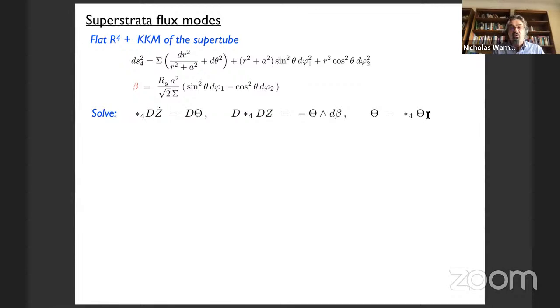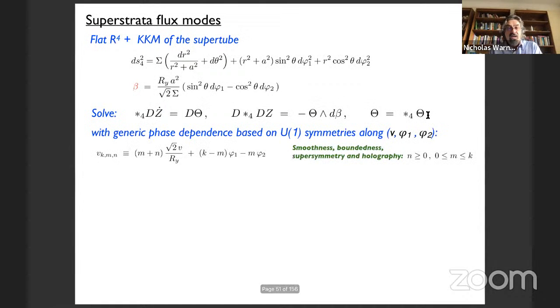I've dropped the indices because there are three sets of equations that basically have this form. And we need to solve them, and we've got three U(1) isometries. Remember, we don't make it u-dependent because that breaks the BPS-ness. If you want BPS, you can have it depend on all the other variables, but the other variables, v, phi 1, and phi 2, are precisely U(1) symmetries. And we're going to allow a fully general superstratum to have a completely general phase dependence on v, phi 1 and phi 2.